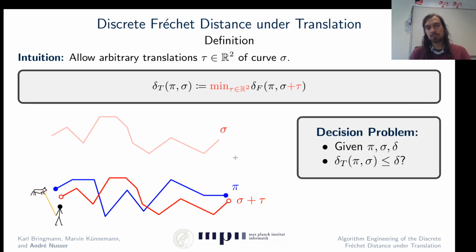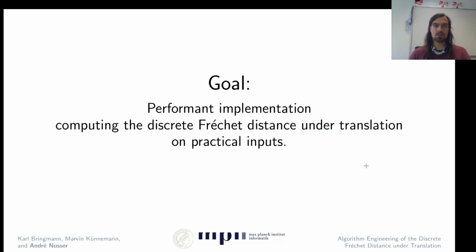In this work, or rather, actually in this talk, we mainly consider the decision problem. So we are given two curves, pi and sigma, and then a threshold delta, and we want to know if the Fréchet distance under translation of those two curves is at most delta. Good. So the goal of this work was to get a performant implementation computing the discrete Fréchet distance under translation on practical inputs. And in the remainder of the talk, I will explain how we reached that goal.